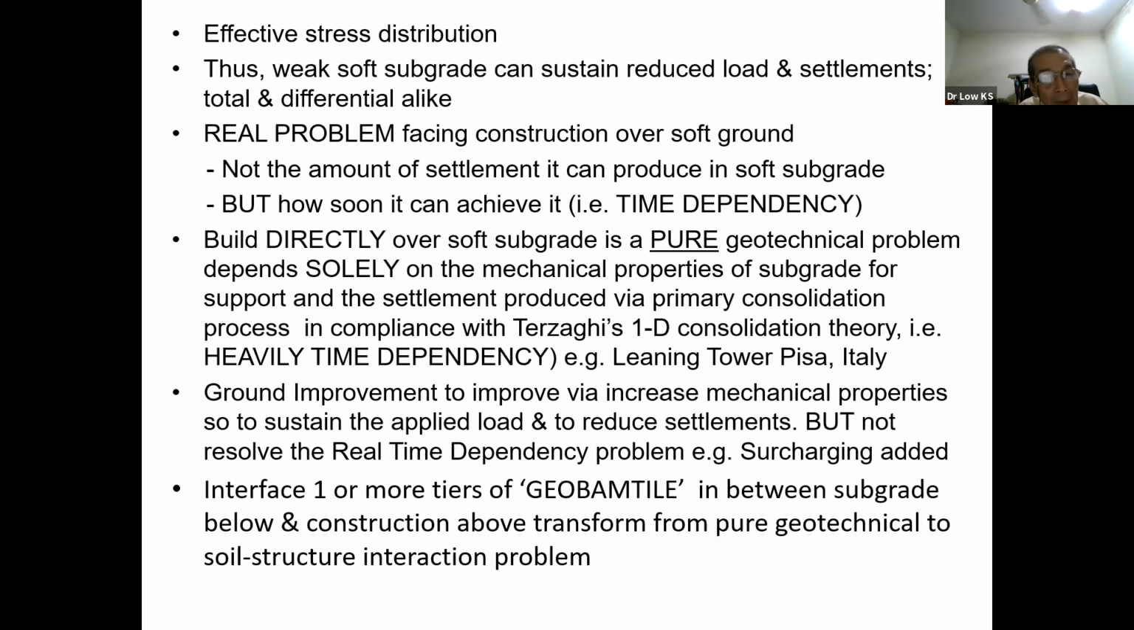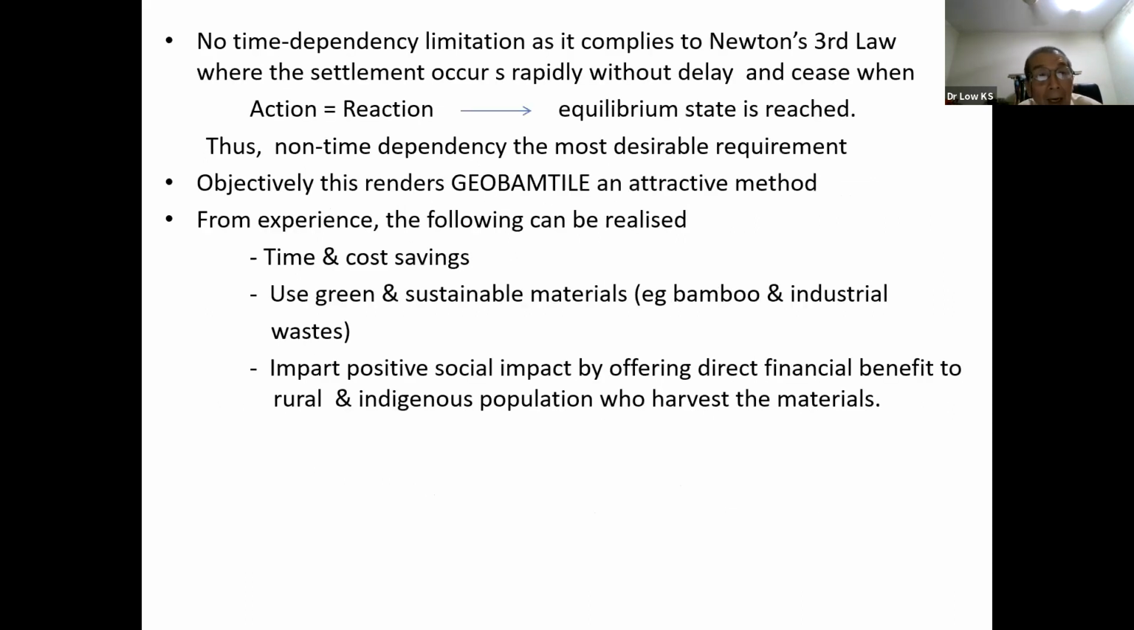That's why I come along and use bamboo, but instead of building directly, later I will show you, we interface the construction above and the soft subground below by a bamboo geotextile frame, or grid, okay? So that they act to transfer the load to the bamboo rather than transfer the load to the soil, okay? So this is what I mean by later I show you.